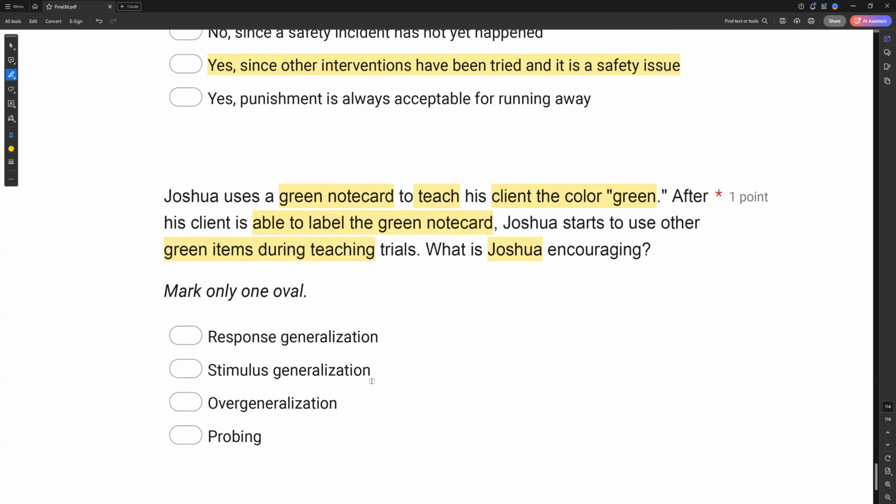And then probing. Joshua is not encouraging probing, right? Joshua might be probing. Is he probing for other green items? But Joshua isn't encouraging his client to probe. You're the one who would do the probing as the technician, where you would see what their skill level is. So what Joshua is encouraging is this idea of stimulus generalization, where he's trying to get his client to say green in the presence of more than one item.